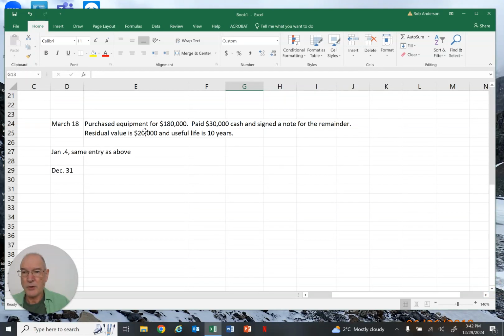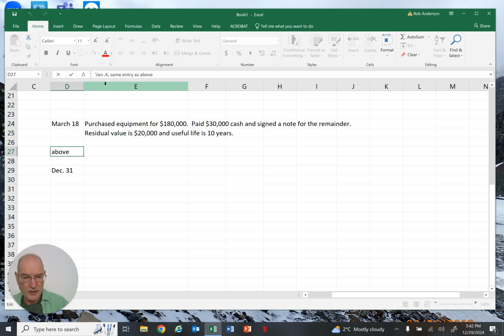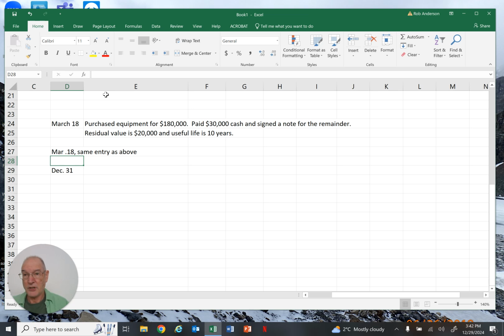So here we're purchasing the same equipment, just so that we know our numbers. We're purchasing it on March 18. Now, sorry, I shouldn't say January 4, I should say March 18 is the same entry as January 4 above, because that is simply the entry to purchase the machine, the equipment. However, here's how we do partial year depreciation.